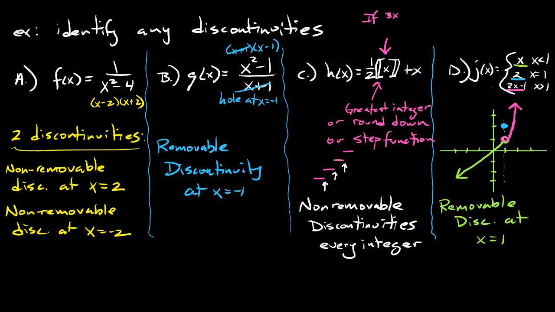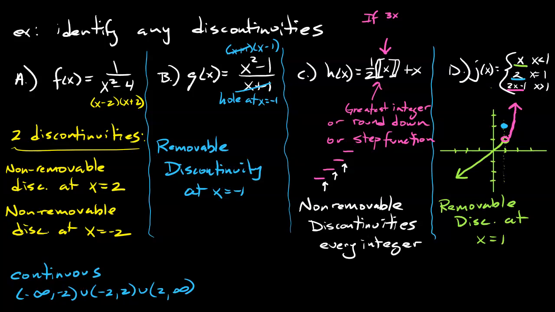So for A, if you had to say where it was continuous, we usually use interval notation. So we would say it's continuous from negative infinity up to negative 2, along with negative 2 to 2, along with 2 to infinity. You don't have to use interval notation. You could use inequality notation, like x is less than negative 2, or negative 2 is less than x is less than 2, or x is greater than 2. Most people just like inequality notation because it's cleaner.